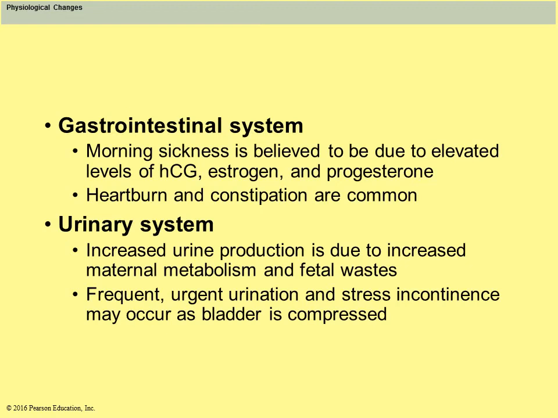Because the developing fetus is producing waste and the mother has increased metabolism to provide more nutrients for the developing fetus, she also has increased waste, so this increases urine production. Frequent urination may occur, especially later in the pregnancy, as remember the uterus is on top of the urinary bladder.